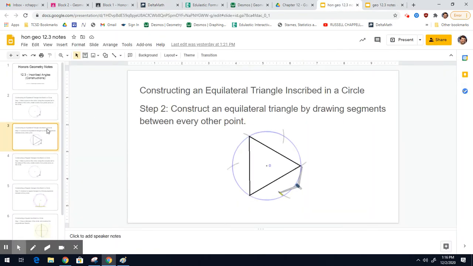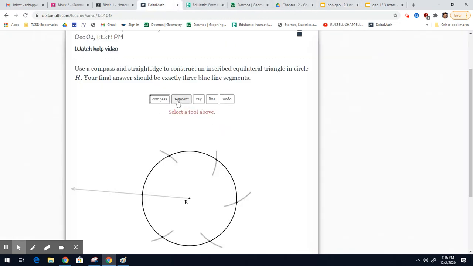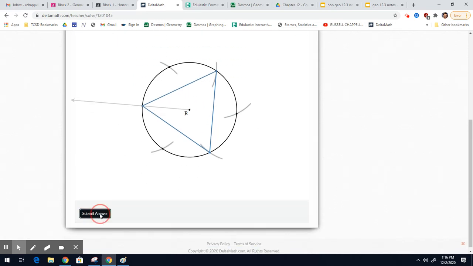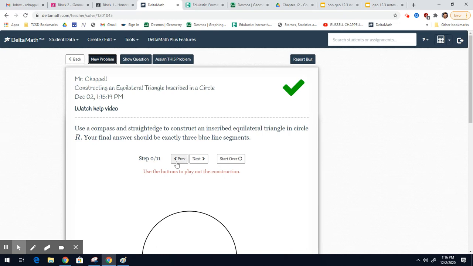Step 2. Now you're going to construct an equilateral triangle by drawing segments between every other point. So let's start with the segment tool with the point we put on there first with the ray. Let's skip this point and go to this point. So that's that one. And then let's draw another segment. Let's skip this point, go to this one. And now let's draw the final segment between those two. And there is going to be your equilateral triangle. Should look congruent sides, and the angles should look 60 degrees. And there's your equilateral triangle.